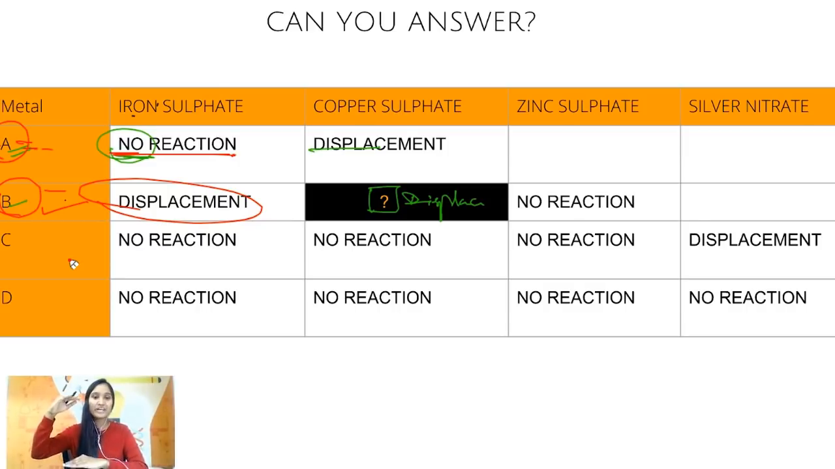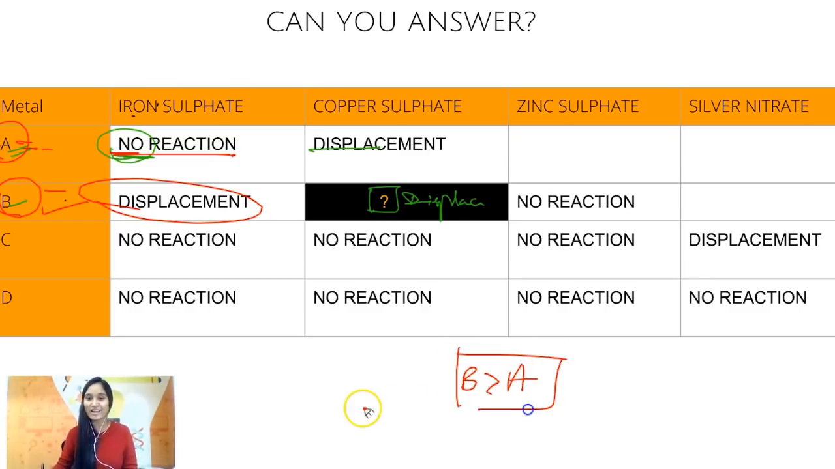Now if you compare reactivity of A and B, which is more? Obviously B is more reactive. The answer for this question is B is more reactive than A. So see how reactivity series is helpful. There is a 50% possibility that both exam questions from this chapter are around reactivity series. They'll not directly ask you to write reactivity series. They'll give you questions in and around this topic.